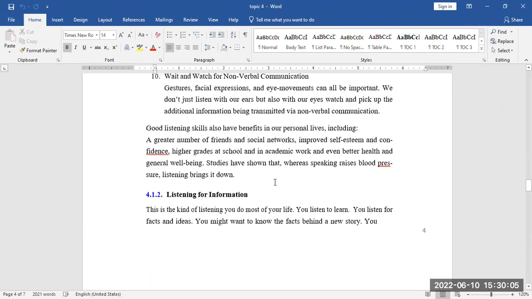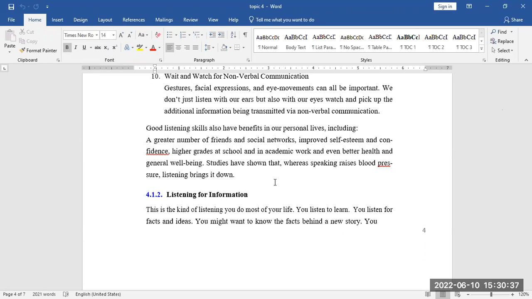So good listening skills also have benefits in our lives, including number one, there is a greater number of friends and social networks. If you're a good communicator, you're going to get so many friends. You're going to get a very large social network if you're a good communicator and a good listener. And good communicator does not mean communicating through the word of mouth. Also, as a good communicator, you must also be a good listener.